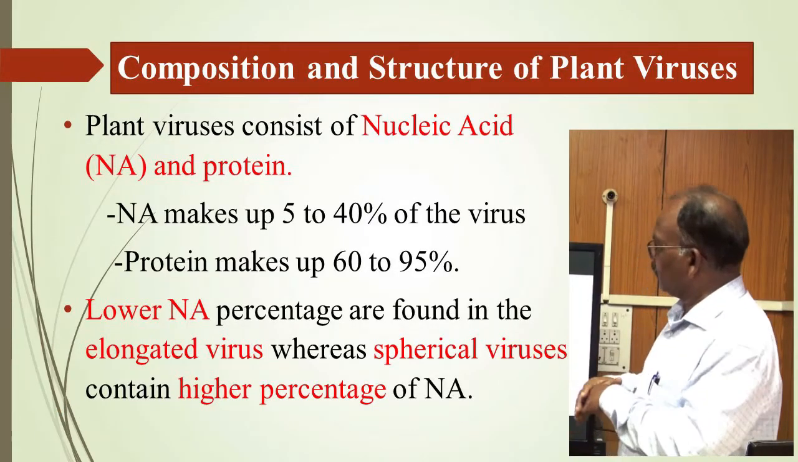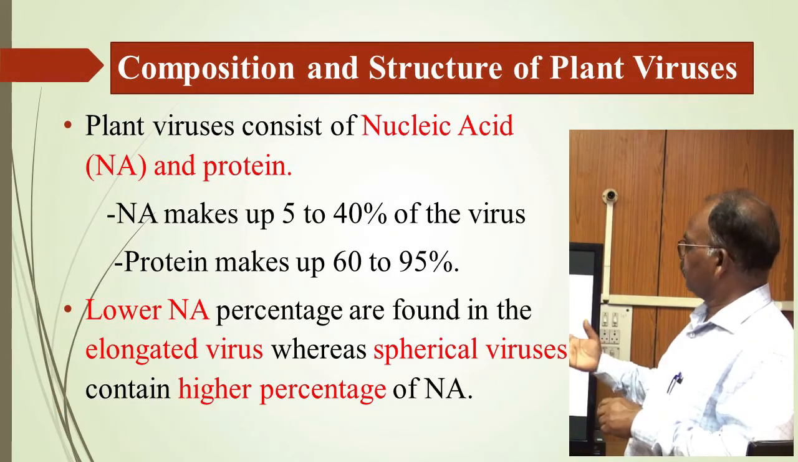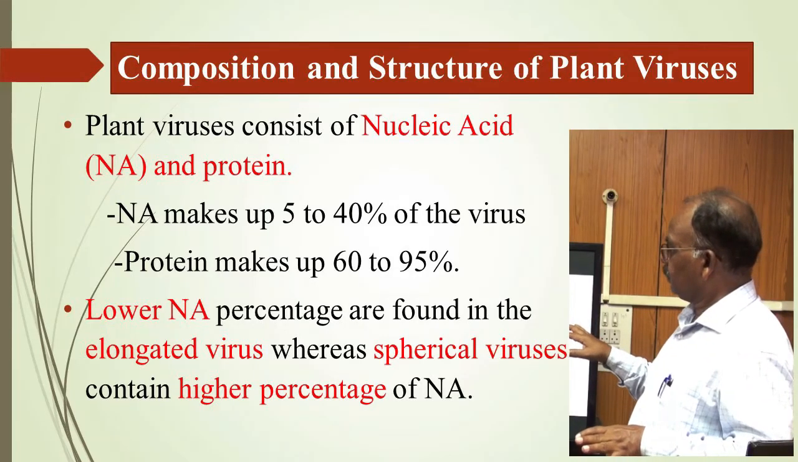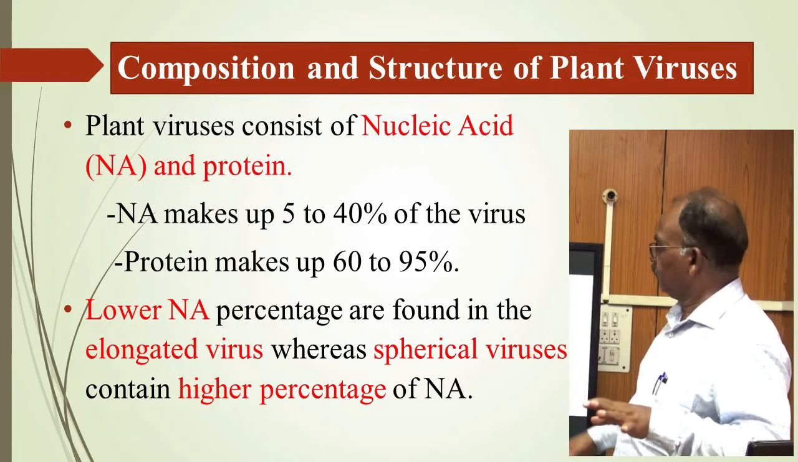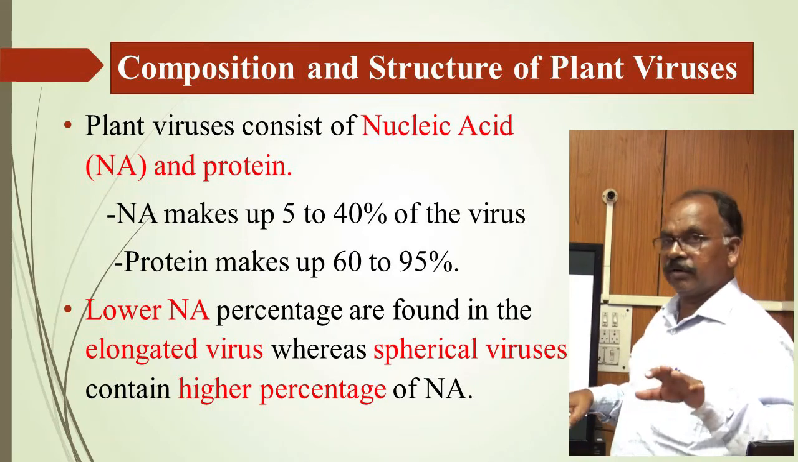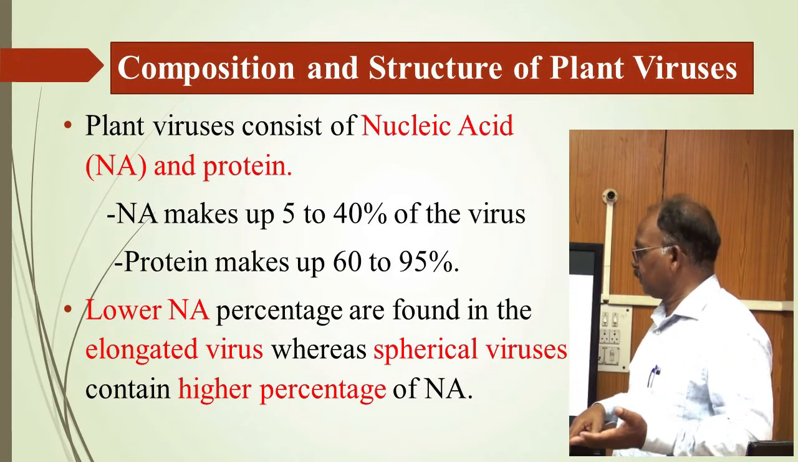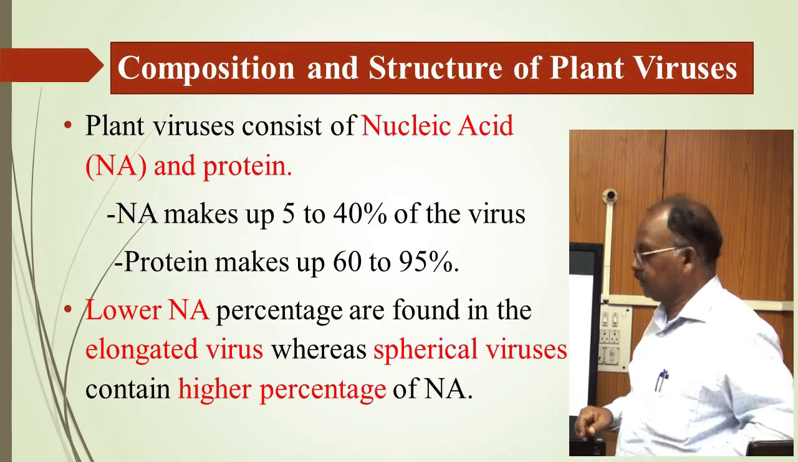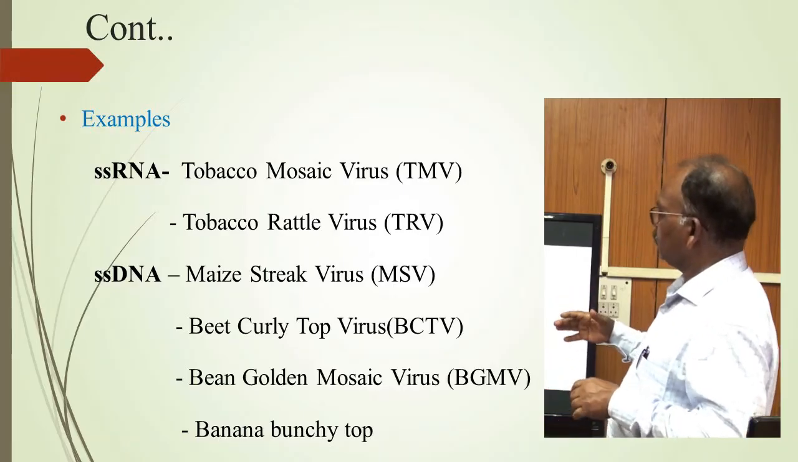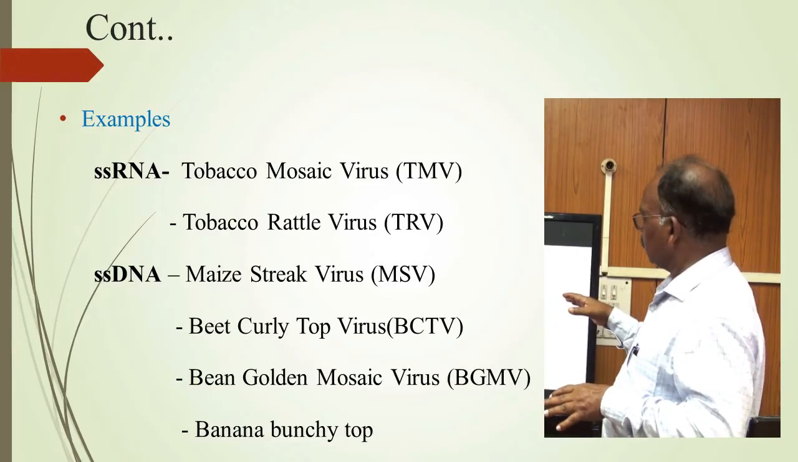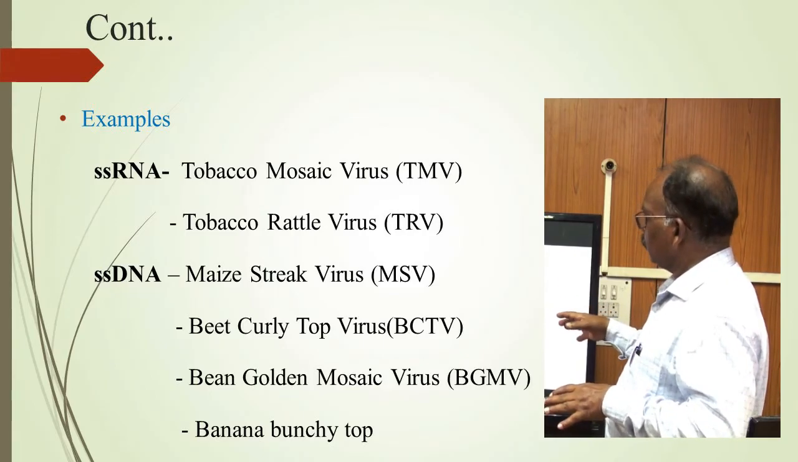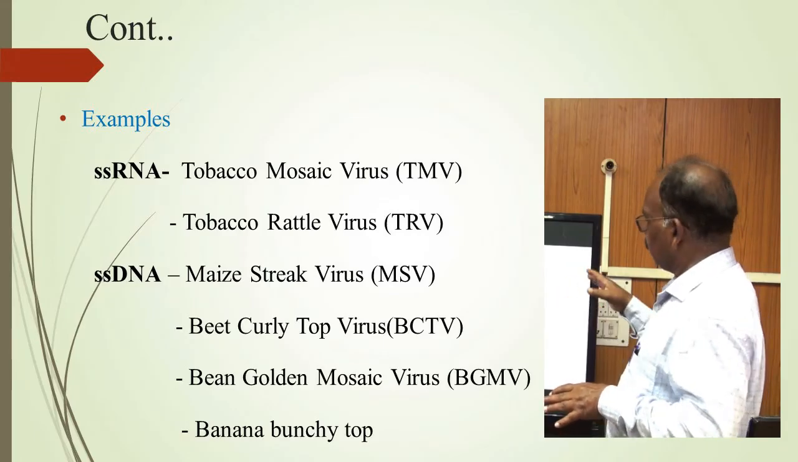Composition and structure of plant viruses. Plant viruses consist of nucleic acid and protein. Nucleic acid makes up 5 to 40% of the virus, and protein makes up 60 to 95%. Lower nucleic acid percentages are found in the elongated viruses, whereas spherical viruses contain a higher percentage of nucleic acid. There are some examples. Most plant viruses are RNA viruses, but there are approximately 80 plant viruses which have DNA as their genetic material.